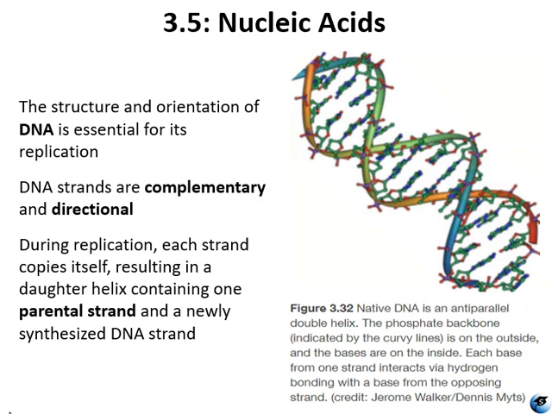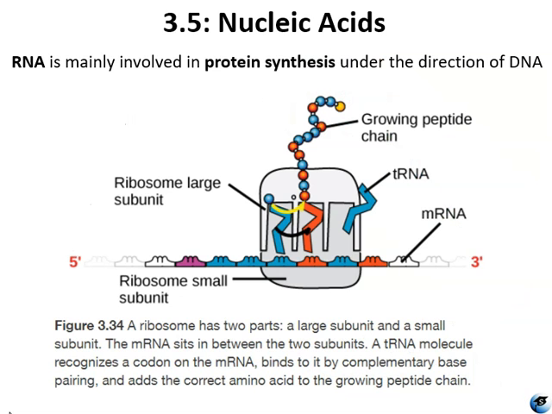So the DNA strands are both complementary and directional, and then during replication, each strand copies itself, resulting in a daughter helix containing 1 parental strand and 1 newly synthesized DNA strand. We are going to discuss this in much more detail in later lessons. For now, let's go to RNA and its subunits.